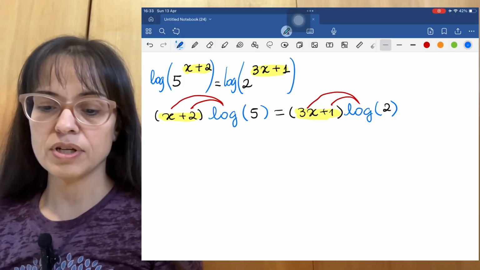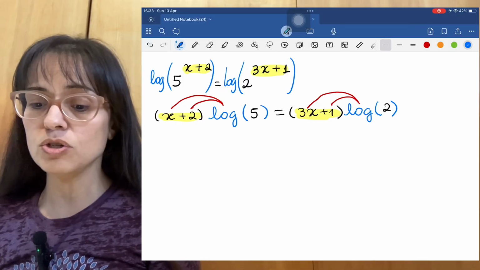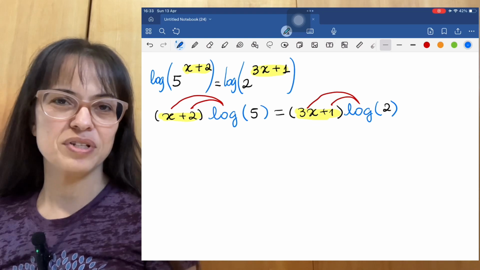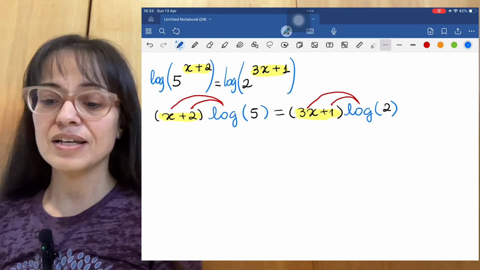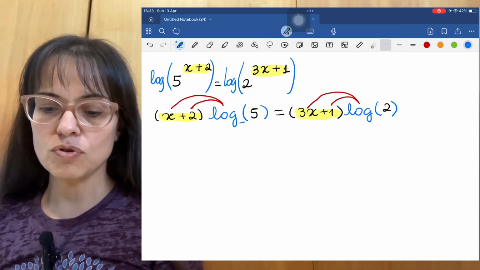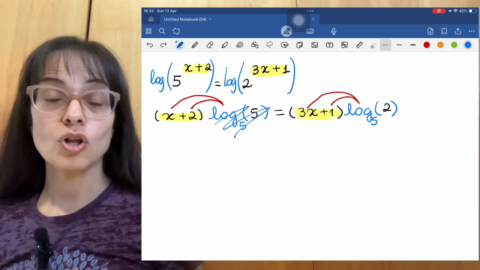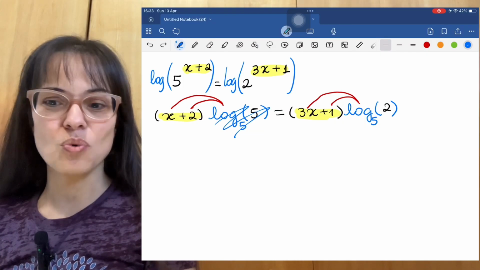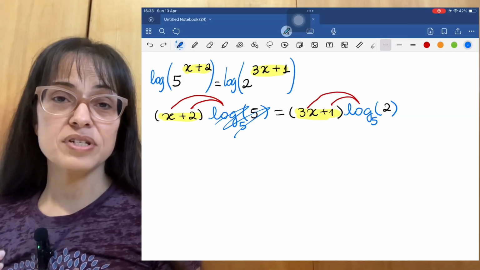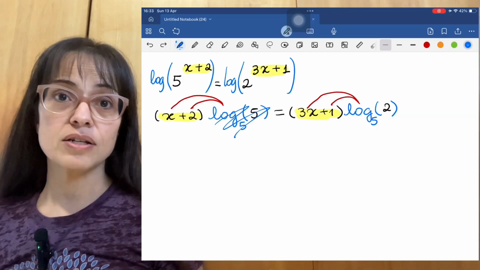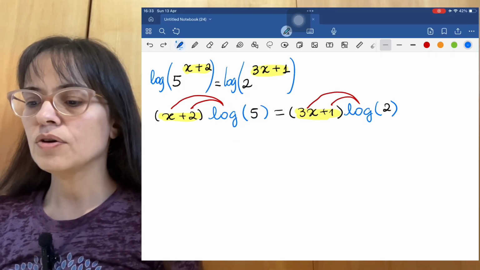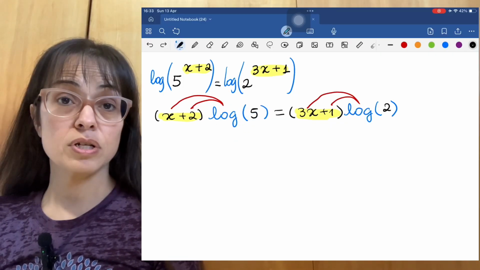Because this blue log that I'm using, it could be any base. You can use base 10, like I've written here in a way that suggests that the base should be 10. But if you use base 5 instead, then this part is going to be 1, because log base 5 of 5 is 1. And if you choose base 2 instead, it is the one on the right-hand side that is going to disappear. You can do any of those things. I think that for today, I'm going to stick to base 10.